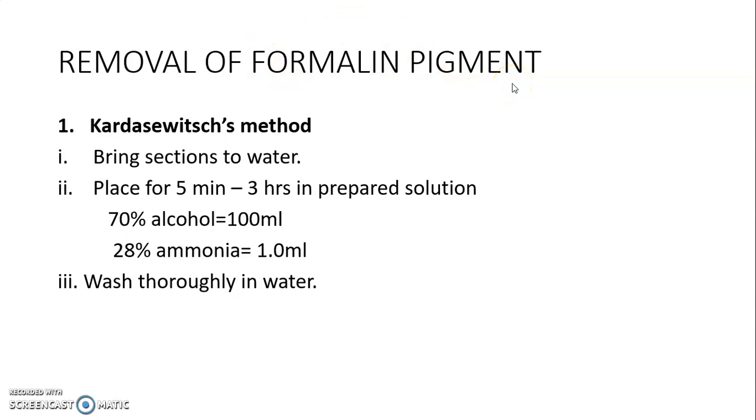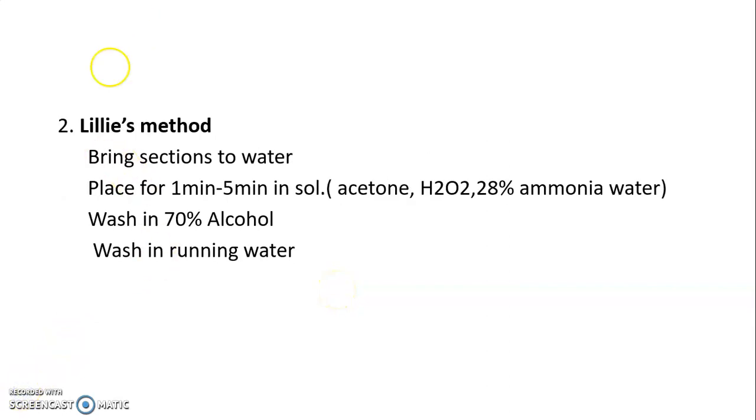So how to remove this formalin pigment? There are three methods. First is Kardasewitsch method. First, bring the sections to the water, then place for 5 minutes to 3 hours in the prepared solution, 70% alcohol 100 ml and 28% ammonia 1 liter. Wash thoroughly in water.